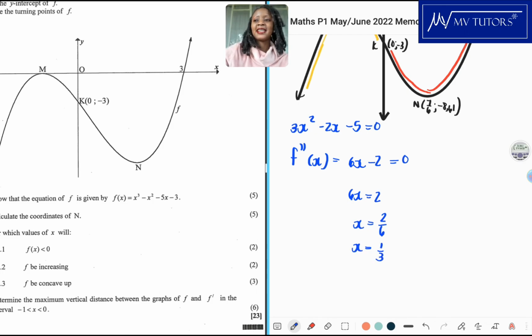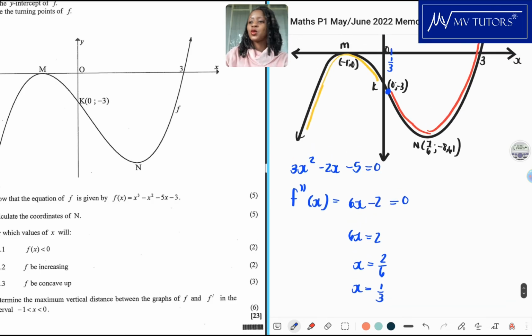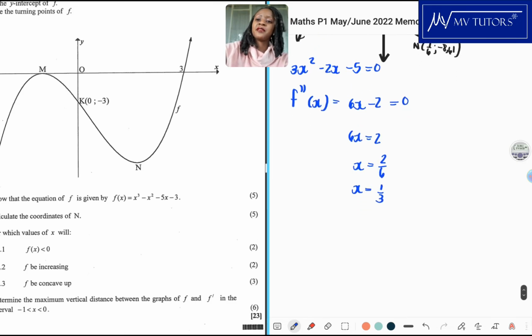All right, and that makes sense. I mean, if n is 1 and 1/6, then the point of inflection, which is probably somewhere here, it makes sense that the x value is a third. Okay, so now we know. If we get the values of x where it's concave up, it will start where x is a third and go all the way to infinity.